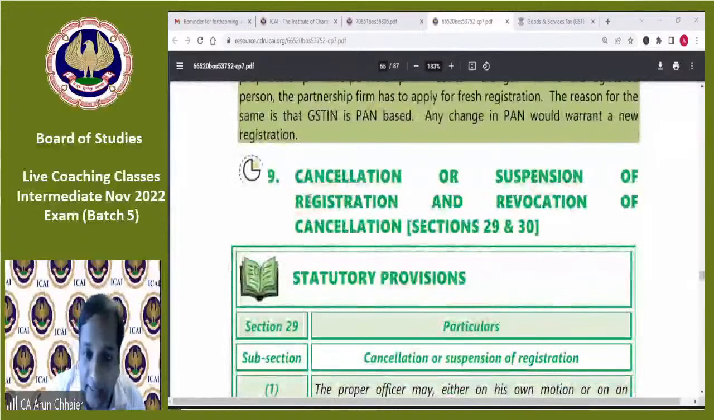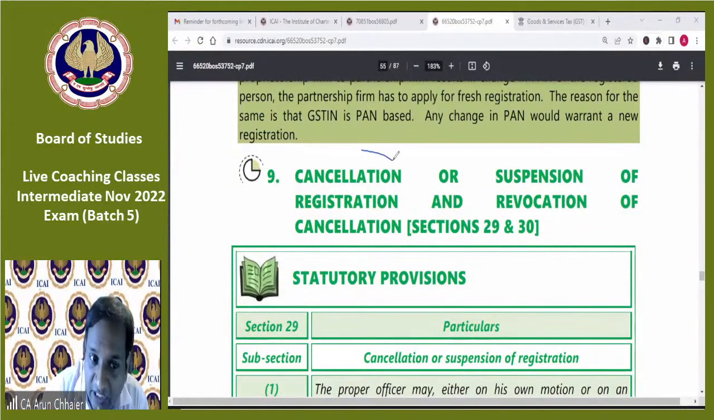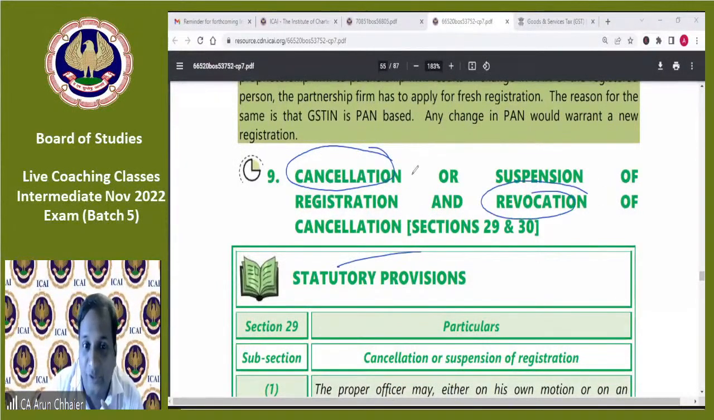Cancellation or suspension of registration and revocation of cancellation. Now we will read cancellation of registration and revocation of cancellation. So for cancellation, here we will discuss section 29. We will discuss that cancellation can be applied for either by the applicant or by the proper officer. When the proper officer can apply, when the applicant can apply, what are the permutations and combinations we will discuss. At the same time, we will also discuss what the revocation process is.